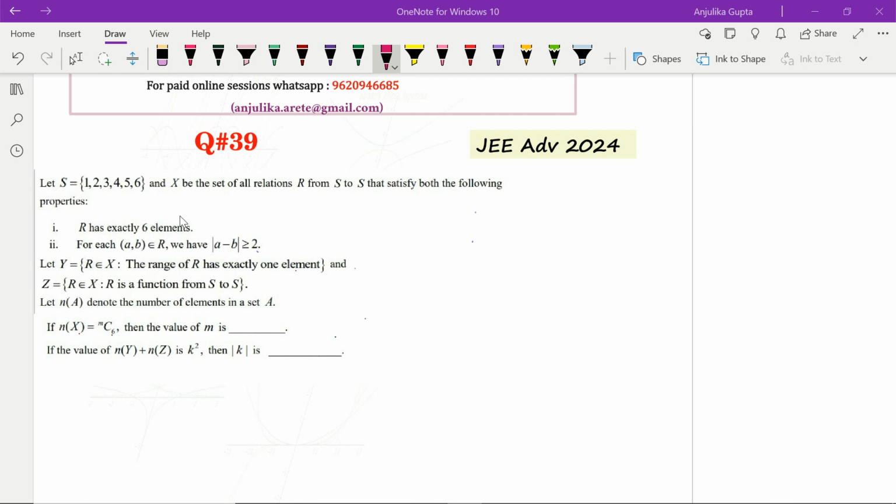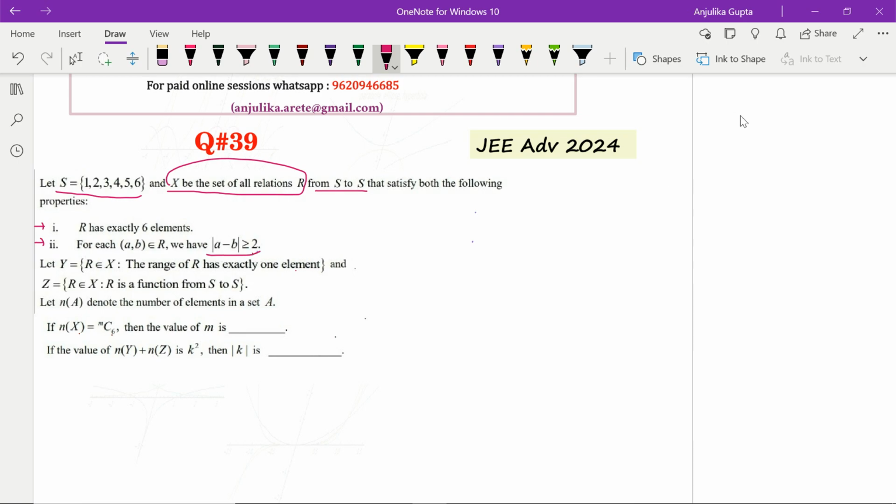Question looks interesting. Let's see. S is the set given to you, and X is the set of all relations from S to S satisfying these properties. Number one says that the relation has exactly six elements, and number two says that if A is related to B, then the difference between the elements should be greater than or equal to 2.